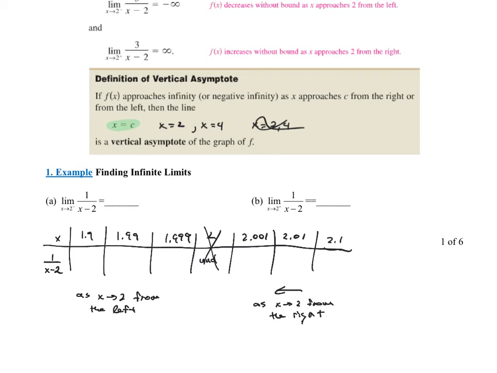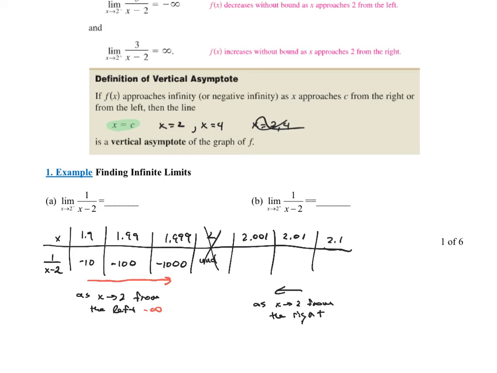You want to start at, don't worry about that. Step, don't worry about that. Go to ask and then type in the numbers. So if I type in 1.9 and hit enter, I'm getting negative 10. If I type in 1.99, I'm getting negative 100. And if I type in 1.999, I'm getting negative 1,000. Notice these numbers are getting larger and larger, negative, so it seems like as I approach 2 from the left, I'm approaching the value negative infinity, growing without bound in the negative direction.